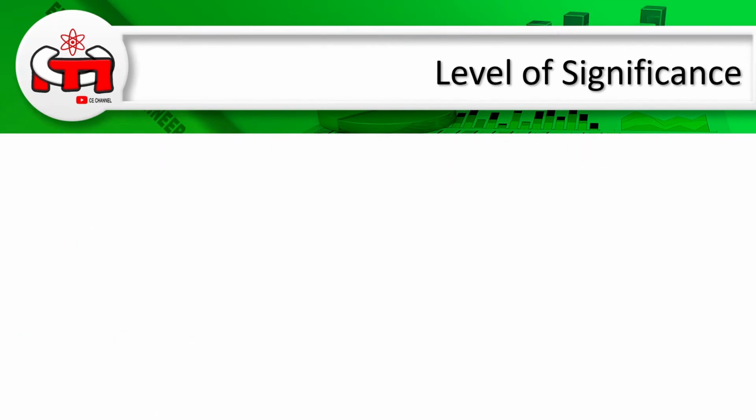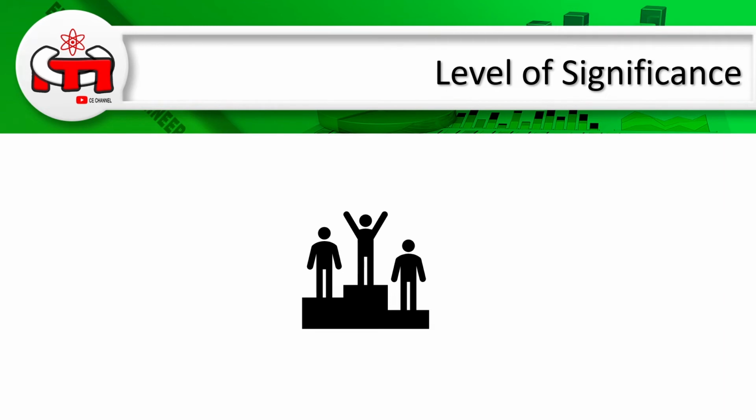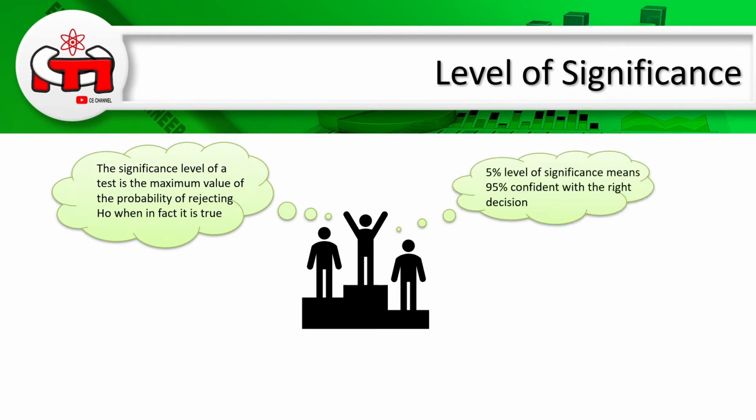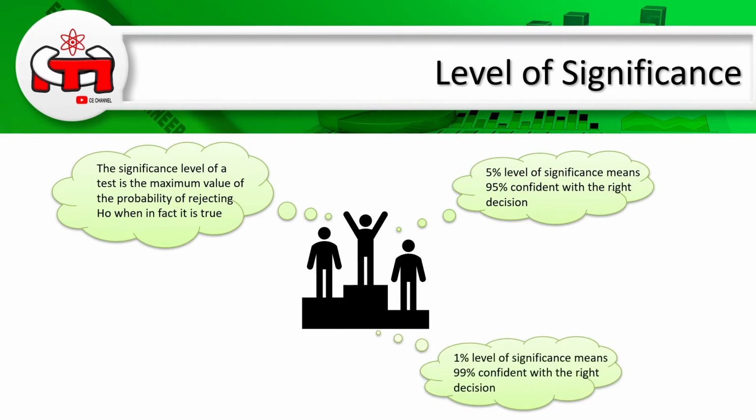Let us proceed to the next topic, level of significance. Let us first define the level of significance. The significance level of a test is the maximum value of the probability of rejecting the null hypothesis, H sub O. A 5% level of significance means that the statistician is 95% confident that the decision made is right. However, a 1% level of significance means that the statistician is 99% confident in the right decision.